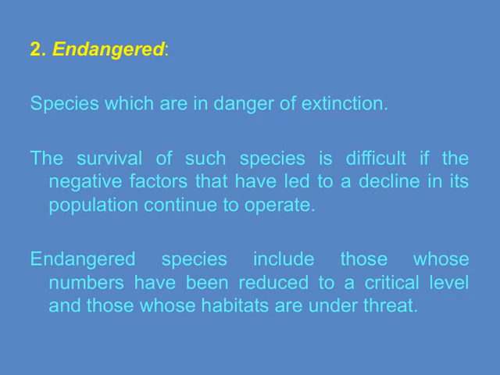Now, let's talk about endangered species. These are species that are at risk of extinction. Their survival becomes really challenging if the negative factors that cause their decline continue to persist. For example, habitat destruction, pollution, or poaching can all threaten their existence. Endangered species include those whose populations have been reduced to critical levels, meaning there are very few individuals left. They also include species whose habitats are under serious threat, making it difficult for them to survive and reproduce.